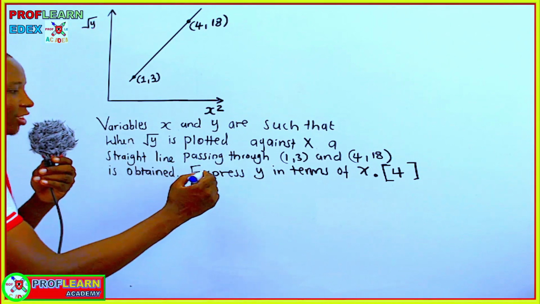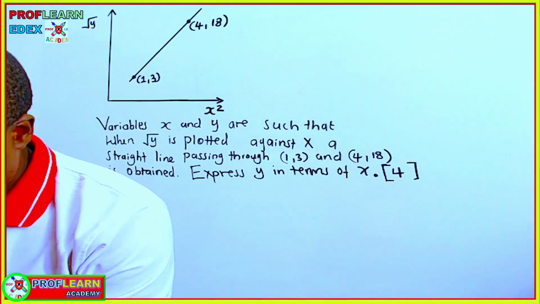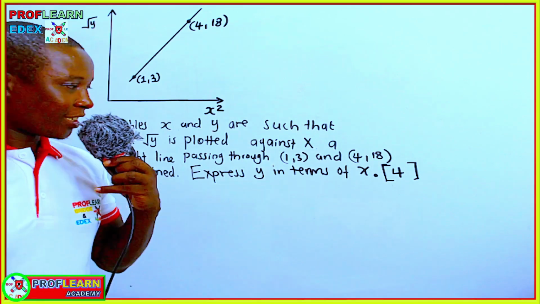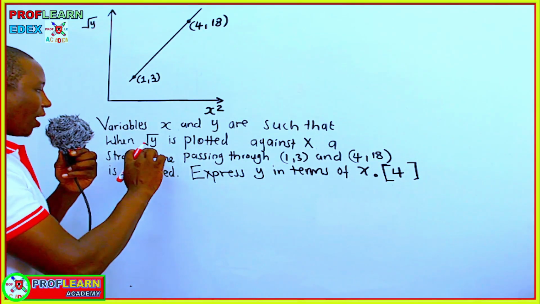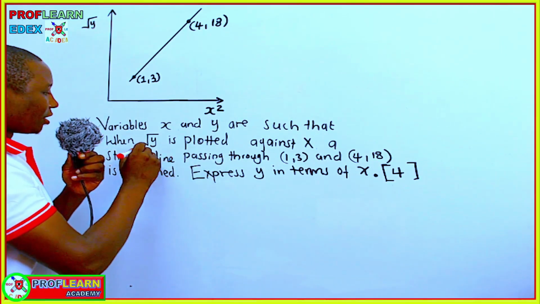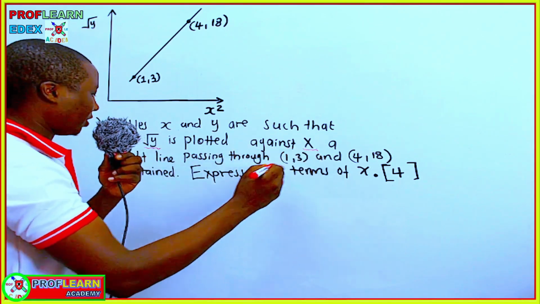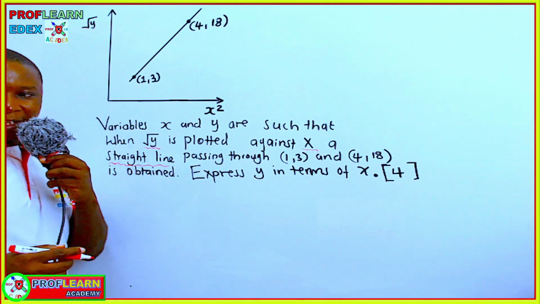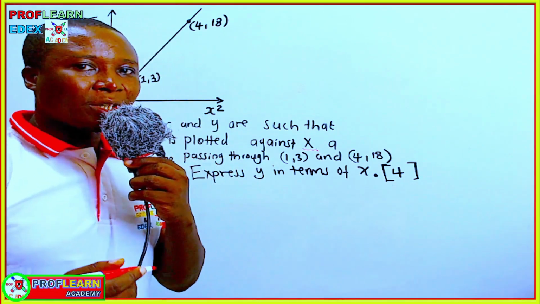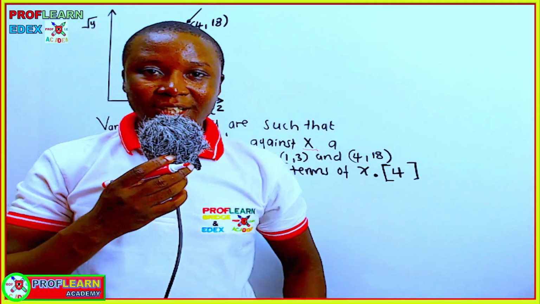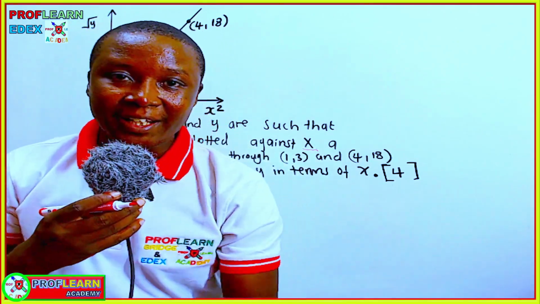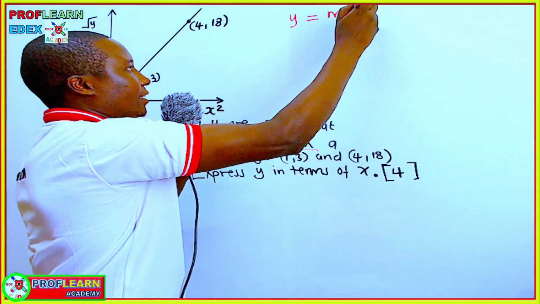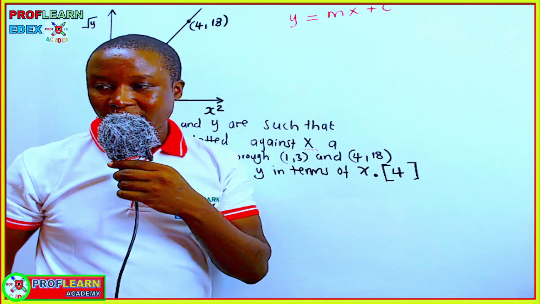Since you are told a straight line graph is obtained, take note of that. Take note of this information: when root y against root x is plotted, a straight line is obtained. So ask yourself, what is the general equation of a straight line? The general equation of a straight line is y equals mx plus c.